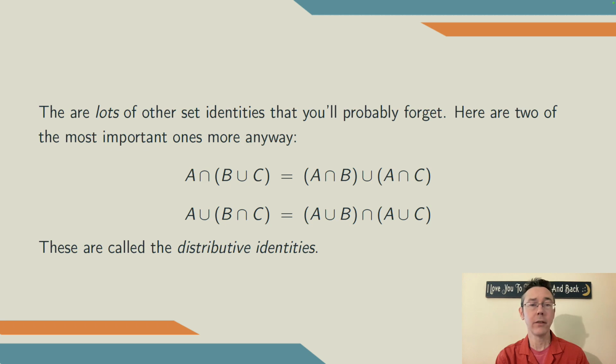Now there are a ton of other identities that I could list here and you'd forget them. I forget them all the time. Here are the two most important ones, the distributive identities, in case you need to refer back to them later. And you can think of these as being akin to the distributive identities when you're just talking about arithmetic or algebra by looking at the left-hand side of these equalities and imagining the cup or cap inside the parentheses as being a plus, and then the other cup or cap outside the parentheses as being a times. So like A times B plus C is A times B plus A times C.